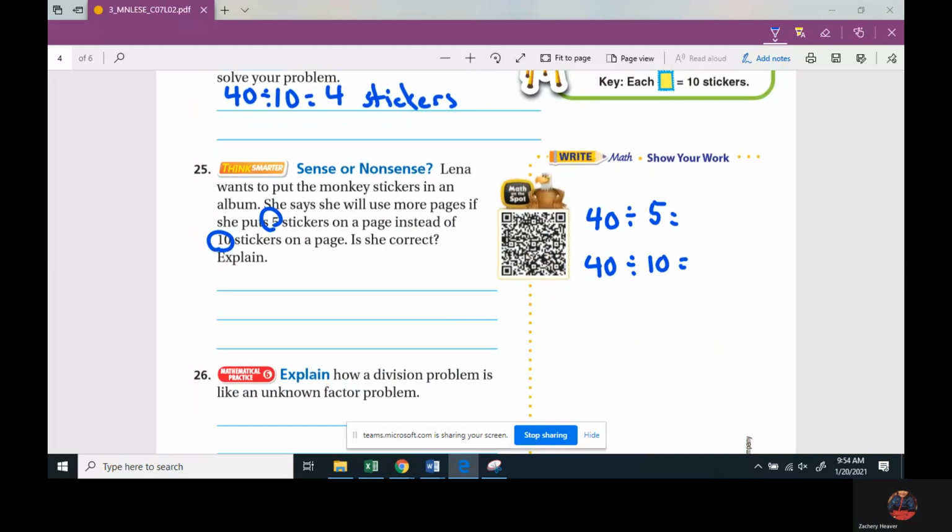So, Troy, what is 40 divided by 5? Skip count 5 to 40 on your fingers. Ready? Skip count with me. Eight. So 5 stickers is going to take up 8 pages. And Troy, what's 40 divided by 10? 4. So she says 5 pages. Is she correct, Willow? Yes, she is correct.